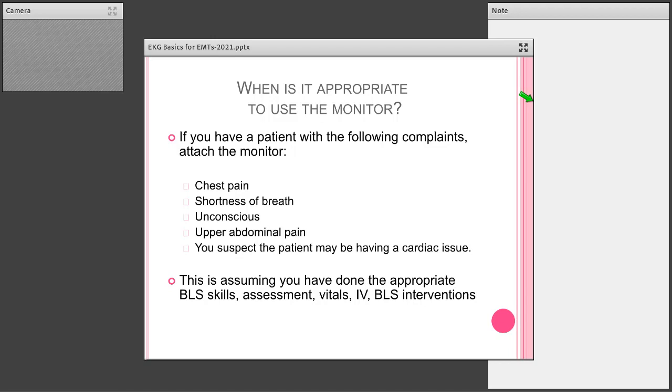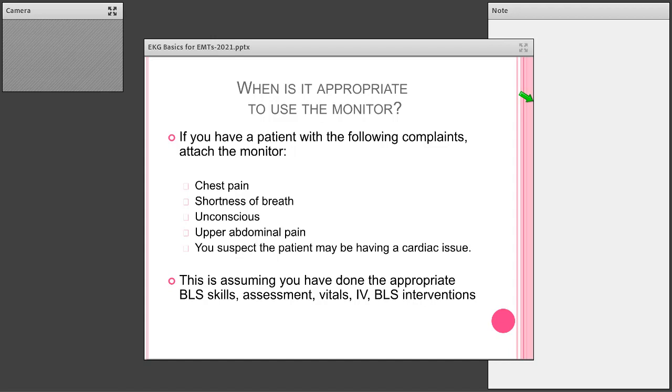This is assuming, if you're an EMT, that you've done your BLS skills, you've done a good assessment, you've taken vitals, you've started an IV if that's appropriate, and you've done any appropriate BLS interventions. Then if all of those things are done, it would be good to put the monitor on them and see if you can facilitate them getting care sooner.